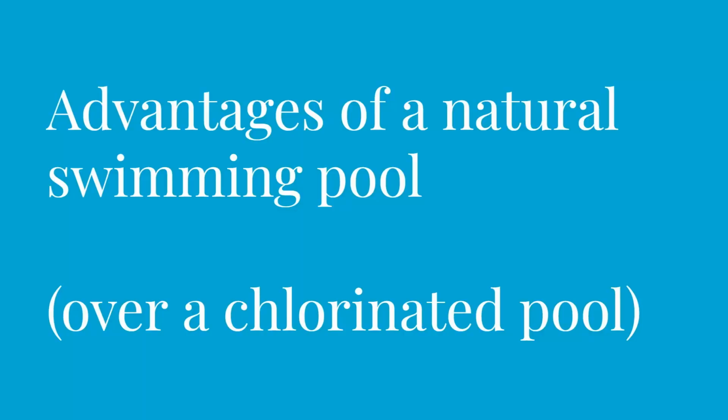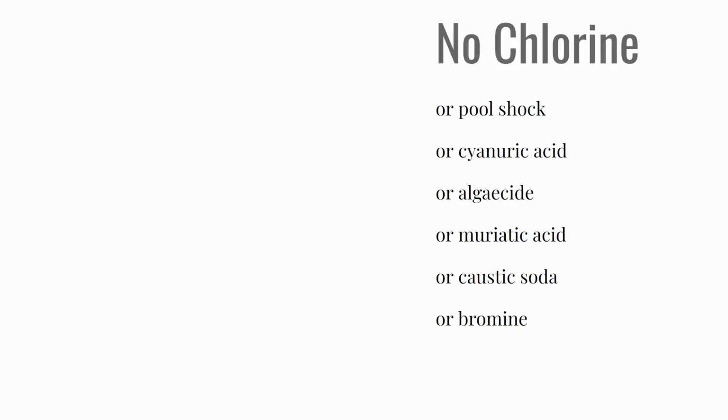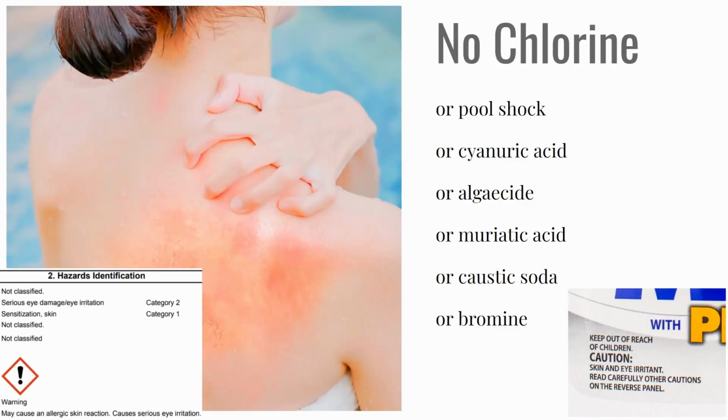Okay, cool. So that's the differences between a natural swimming pool and a pond. Now I'm going to talk about the advantages of a natural swimming pool over a chlorinated pool, like we got over there in my neighbor's yard. No shade, just some shade.